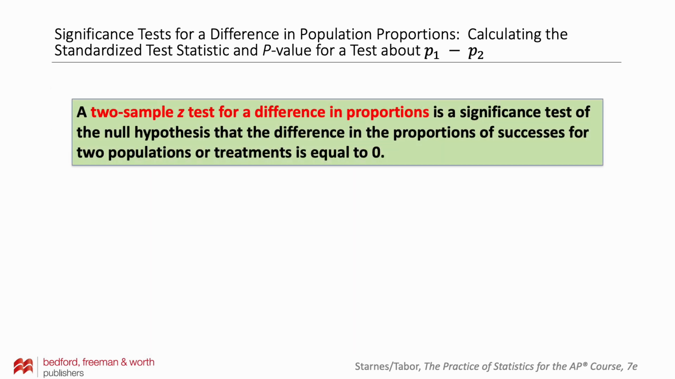And again, the inference method that we're doing is called a two-sample z-test for the difference in proportions. So it's very important that you state that it is a difference here. You can't just say two-sample z-test. You've got to say two-sample z-test for a difference in proportions. And that's a significance test for the null hypothesis that the difference in proportions of success for two populations or two treatments is equal to 0.